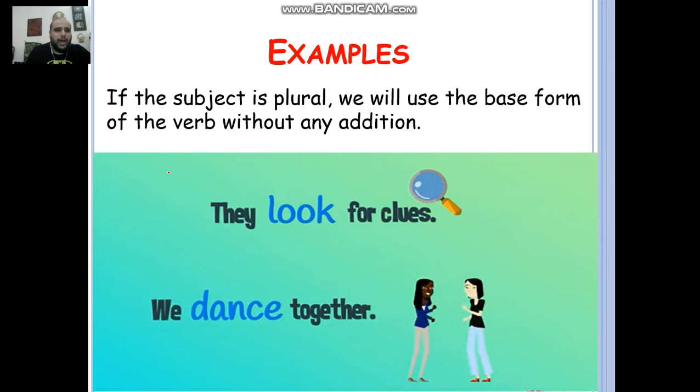Of course, with I, you, we, and they, I'm so sorry, you're not going to add anything to the verb.